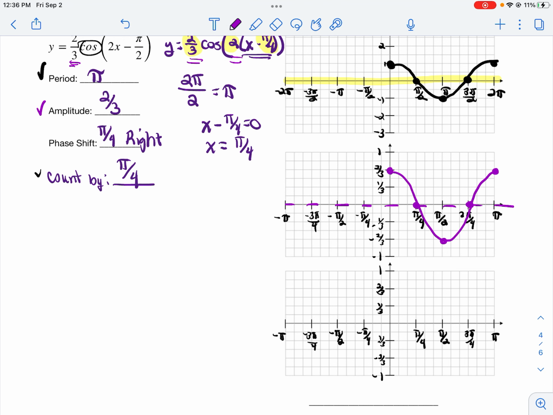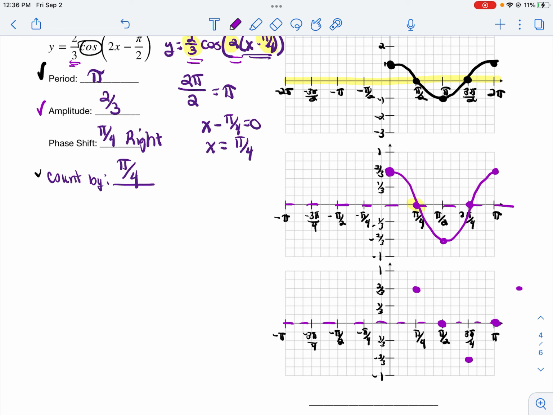So I'm looking at this previous graph, and up here I was at above my midline. So here's my midline again. In my last graph, I was at 0 degrees. I was up to 2/3. So I'm going to move to the right pi over 4 and put that dot. And then in my last graph, I was here. So I'm going to move that dot over pi over 4. And I'm going to repeat that for every dot.